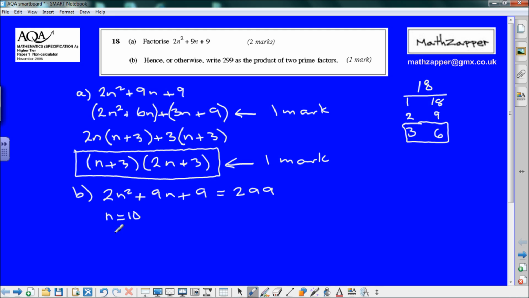So in our factorised version we have 10 plus 3 multiplied by 2 lots of 10, which is 20, plus 3. And then tidied up, that simply gives us 10 plus 3 is 13, multiplied by 20 plus 3, which is 23. And this is your final answer to part B.